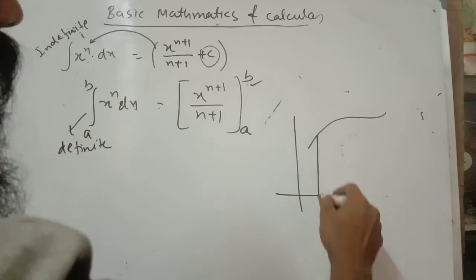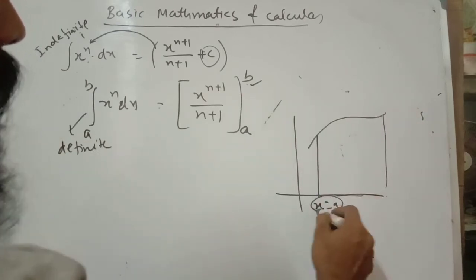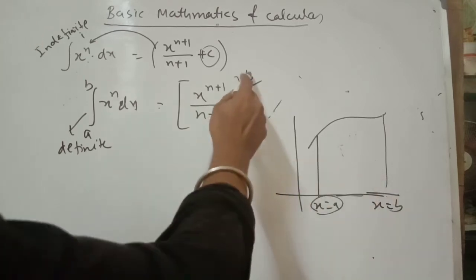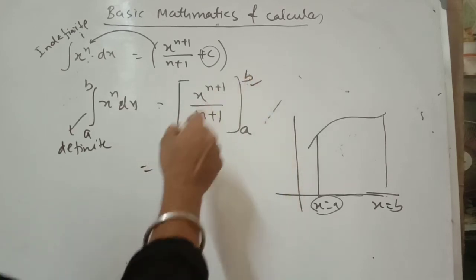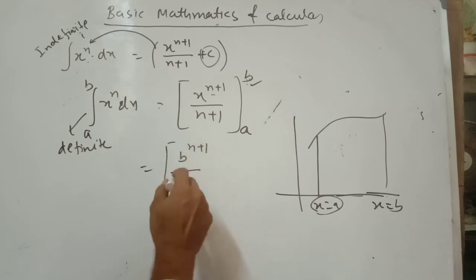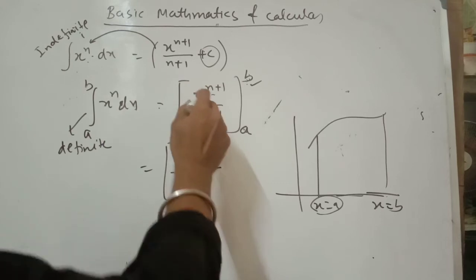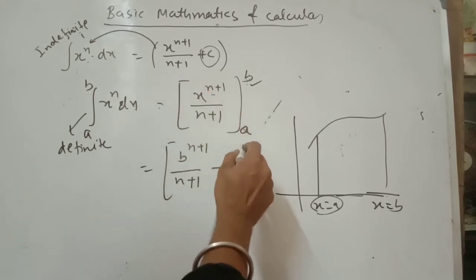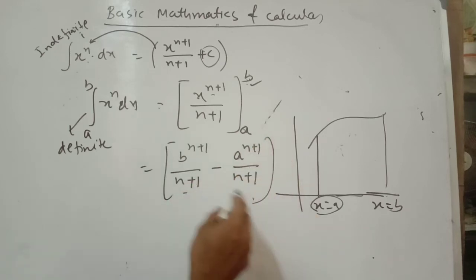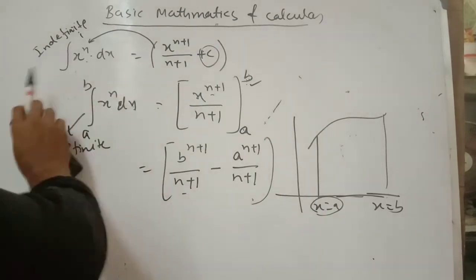This is the graph. This is the lower range of the value of x, and this is the upper range of the value of x. So how do we find it? First you put the upper range, so b to the power n plus 1 by n plus 1, and then you put minus and put the lower range instead of x, so a to the power n plus 1 divided by n plus 1. After solving this, we get the result. Now consider our examples.